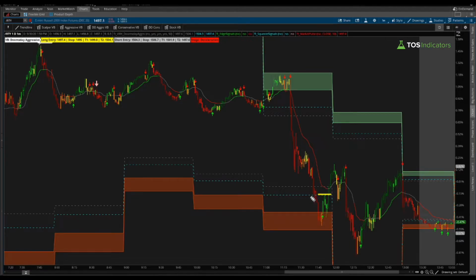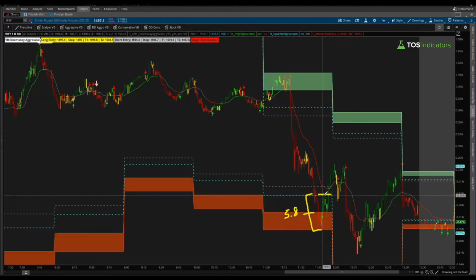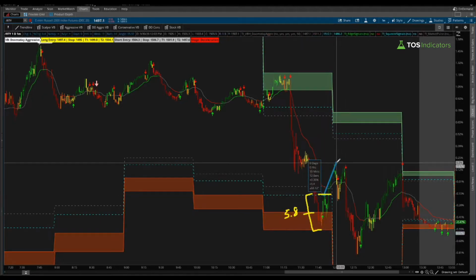In terms of the risk that I was looking for, at least the bare minimum target, that was a bare minimum target of 5.8 points, and we fell just a little bit short here. And this trade ended up becoming an actual loss by missing the trade for 0.4 ticks, right around there, actually 0.5 based off of the actual entry.